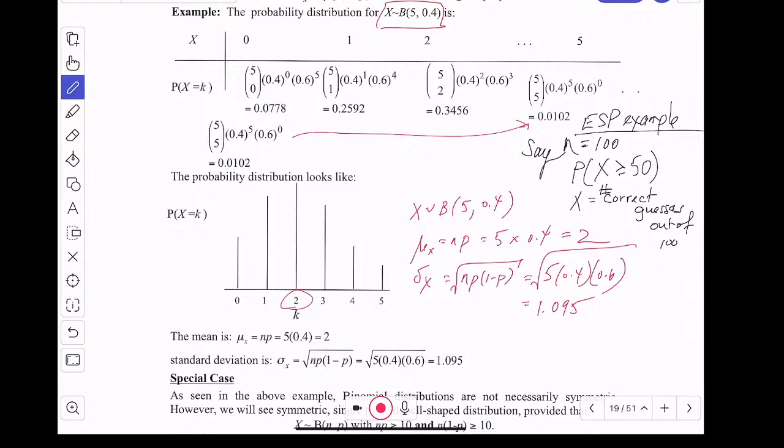So to answer this question, we would have to calculate the probability X equals 50 plus the probability X equals 51 plus the probability X equals 52. And you know, it wouldn't be easy unless we did have software, or a table of values. So we'd have to calculate all of those up to 100. So statisticians found an easier way to deal with that kind of question.